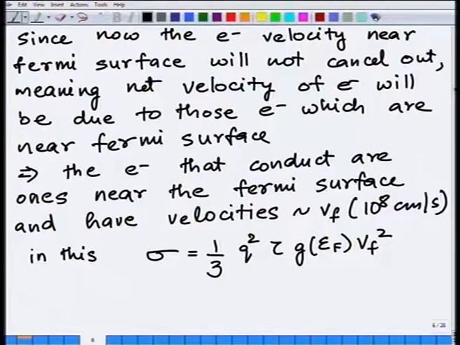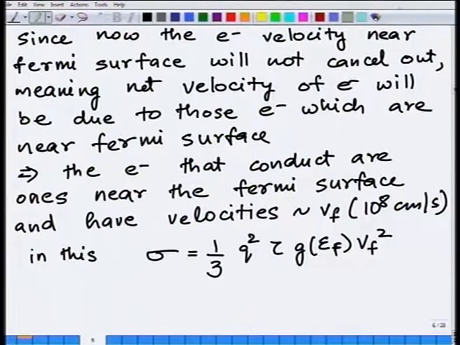It should have a dependence on the number of electrons that are near the Fermi energy, and it should depend on the velocity of the electrons which conduct, which is the Fermi velocity. So, this gives us an estimate of what the conductivity of a material will be. Anyway, this was only a side topic. Since we derived the same expression for Drude's theory, I have done that for free electron theory. Now, there is a time to take stock of what has happened.